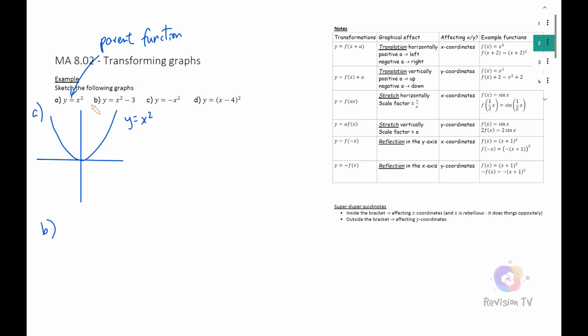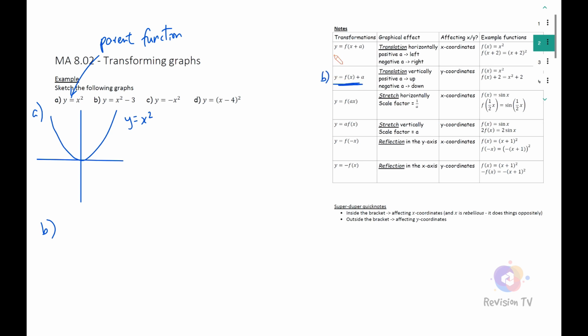This is called the parent function. That means the original, the OG. So x squared minus 3. Now you can see the minus 3 is on the outside of x squared. So I have put in the list of transformations for you in here. Now you can see minus 3 on the outside is similar to this one.